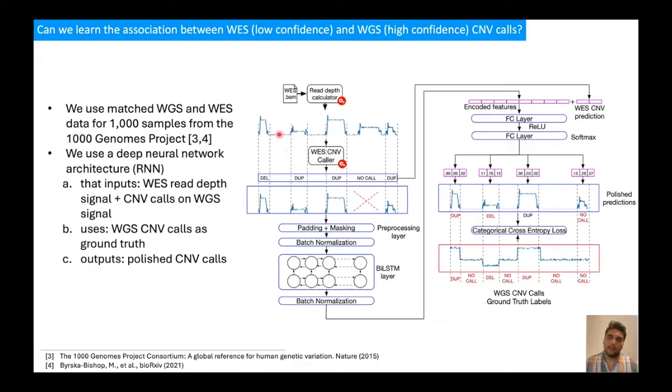Firstly, there is a data preprocessing step that extracts the read depth information for the genomic region of interest. It also normalizes the read depth sequence and acts as a regularizer for the model. The resulting read depth sequence is padded to the length of the longest sequence, and then it is masked.